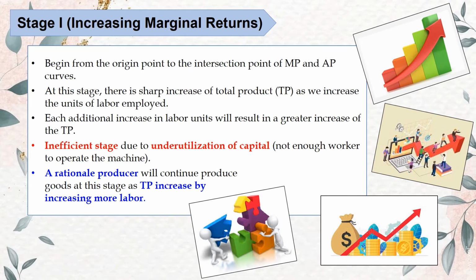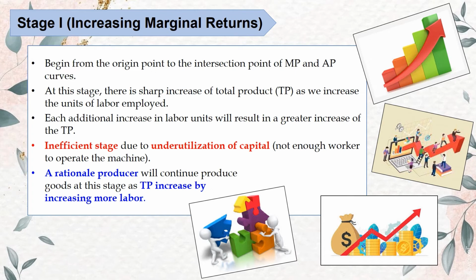Stage 1, increasing marginal returns. In stage 1, it begins from the origin until the AP curve reaches its maximum point. When the number of variable inputs are small relative to its fixed input, it is underutilized. The MP will increase due to greater efficiency as the factors of production are used in better proportions. So, the MP and AP curves will intersect at AP maximum point.